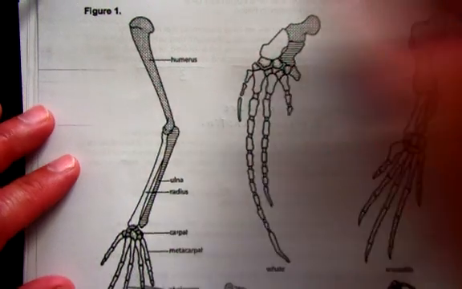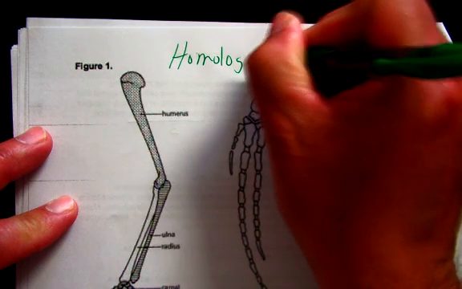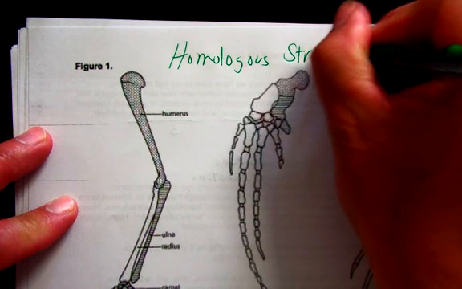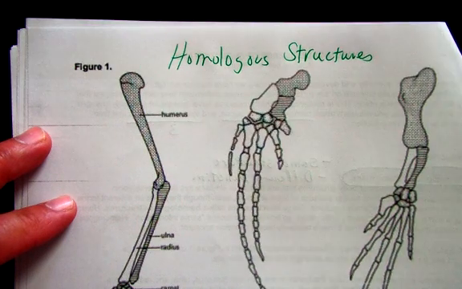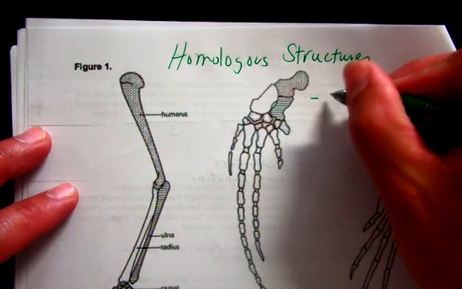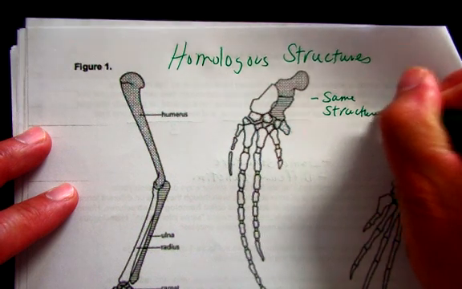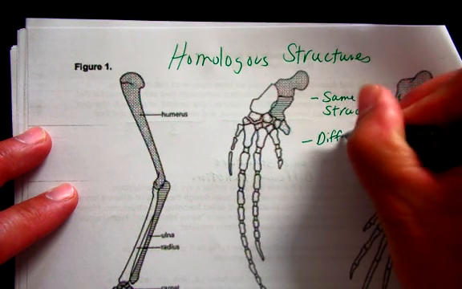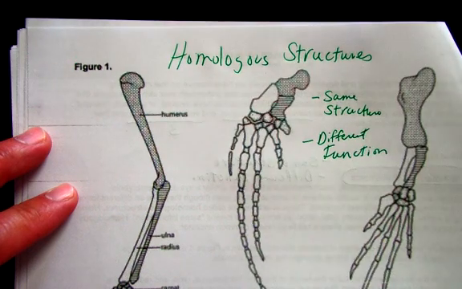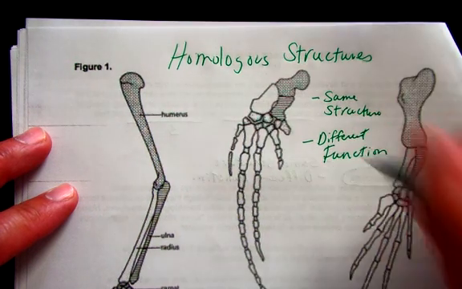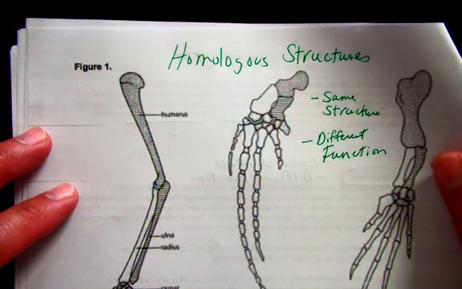I'm going to write that on the top. Homologous structures. And remember, that is same structure, different function. All right, so that's homologous. And then we're going to flip it over.